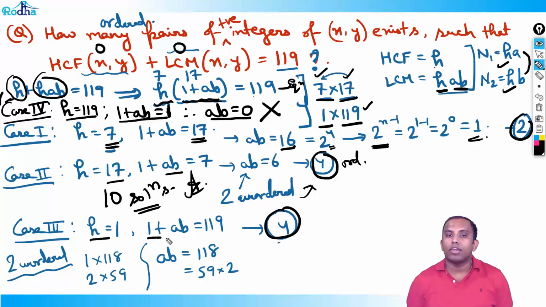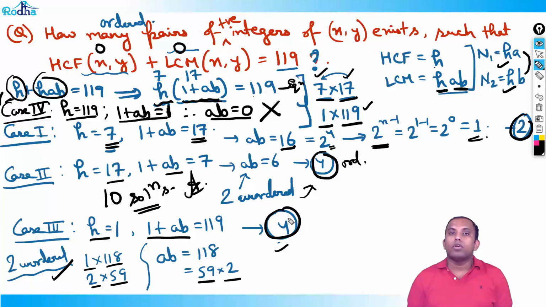Similarly, the third case, H is equal to 1 and 1 plus AB is 119. That means AB is what? 118. So if AB is 118, it is 59 into 2. 59 and 2 are both prime numbers, right? So only 2 ways of writing: 1 into 118 and 2 into 59, right? There are 2 unordered or 4 ordered, right?